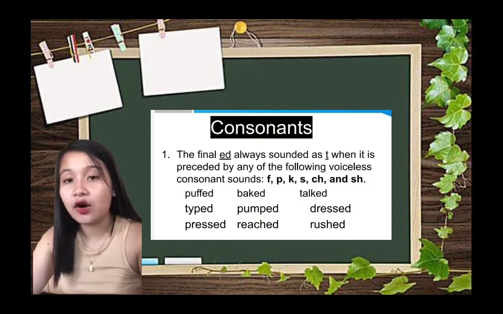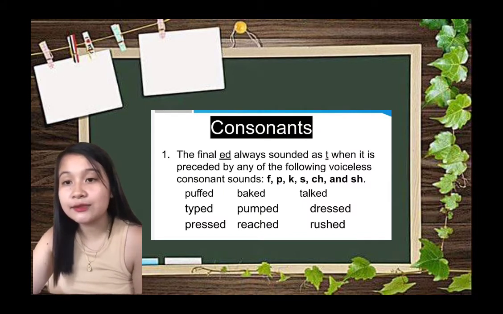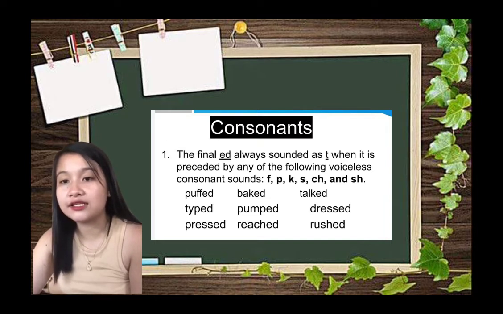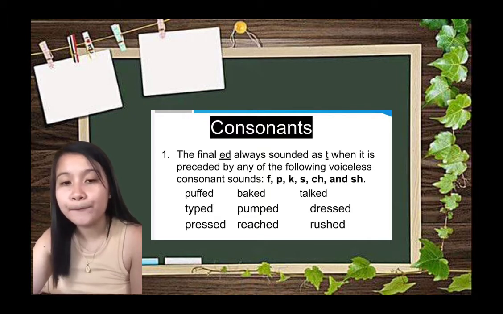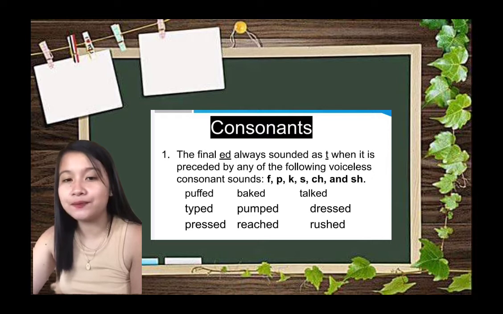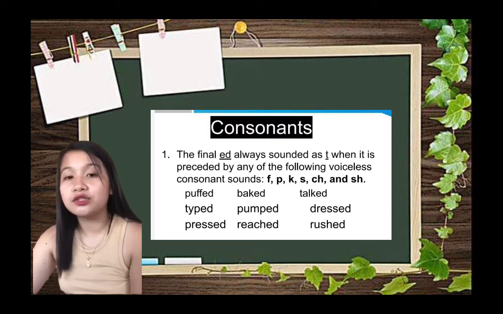The final ED is always sounded as T when it is preceded by any of the following voiceless consonant sounds: F, P, K, S, CH, and SH. For example, puffed, typed, pressed, baked, pumped, talked, dressed, rushed.